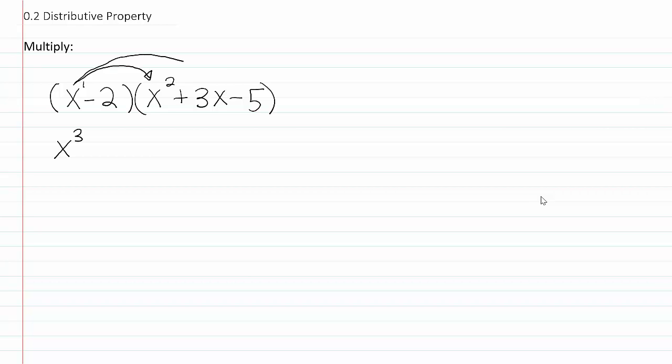Then it'll be x times positive 3x. So it'll be a positive 3x squared. And again, that's because the exponent on the x is 1. So you keep the base and you add the exponents. Then finally, it'll be x times negative 5. So we'll have negative 5x. So those are the three products you get by multiplying the x times everything in the trinomial.